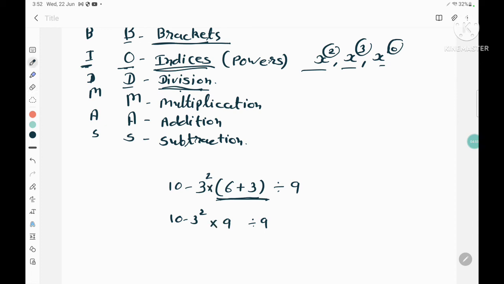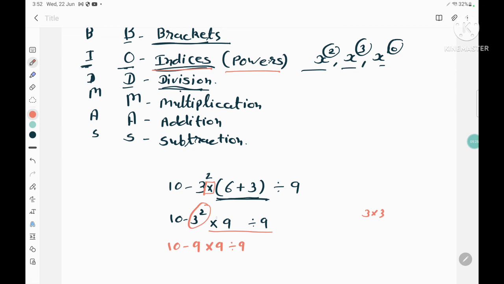If there is a number and a bracket with no sign between them, it means they are joined by multiplication. You can assume it like that. So this is the invisible multiplication sign. Okay, we finished the bracket. After brackets, what comes? Indices, powers, right? And it is here, so we have to solve that first. So 3 squared means 3 times 3, and 3 times 3 is 9. The rest we copy as it is: times 9 divided by 9.